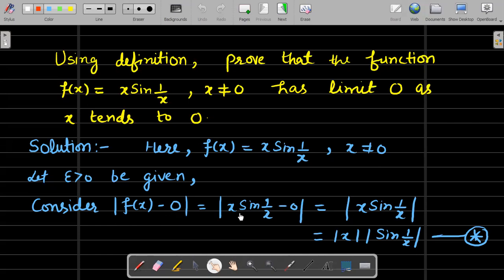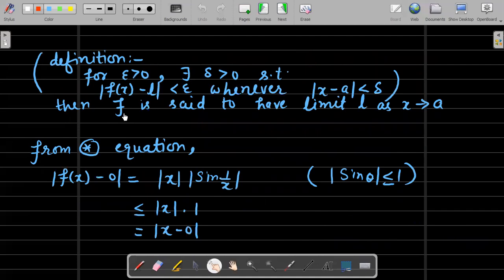Put the value of f(x). So this becomes |x sin(1/x) - 0|, which is equal to |x sin(1/x)|. And you know |AB| is equal to |A| times |B|. So this separates and becomes |x| times |sin(1/x)|.